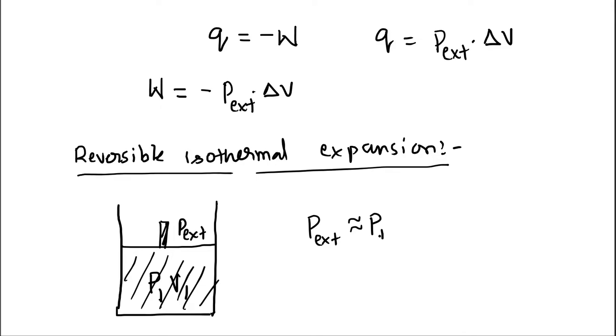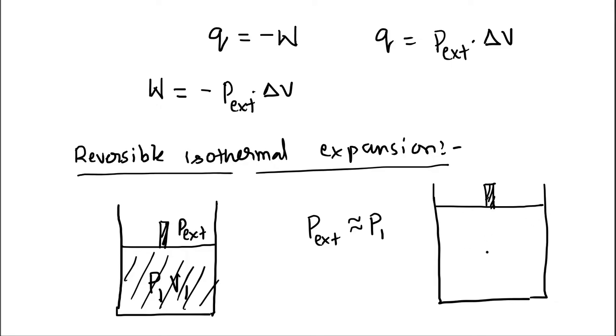And after the expansion, let's say the system reached the new state, P2 and the volume V2. Now here P external equal to P2. So in the middle, the pressure is between P1 and P2. The beginning of the process, the pressure is P1. At the end of the process, the pressure is P2. At any stage of the process, the external pressure is greater than P2 and smaller than P1.